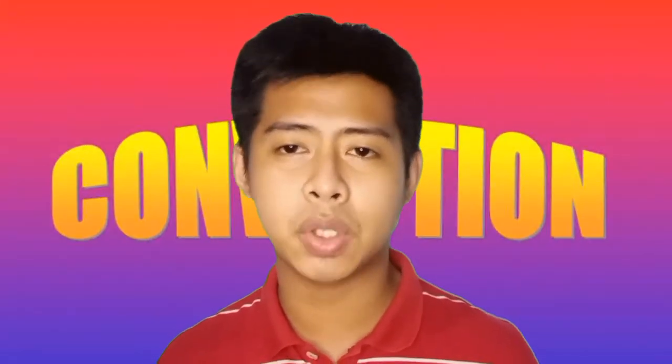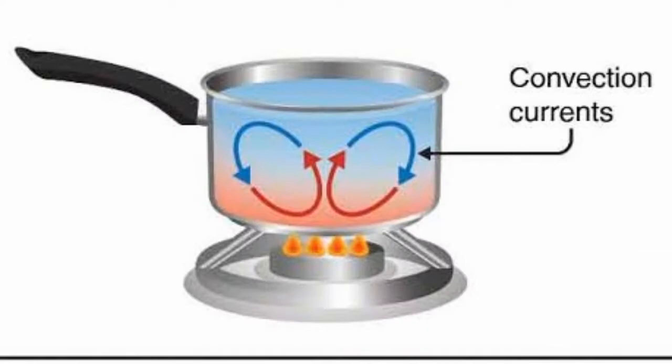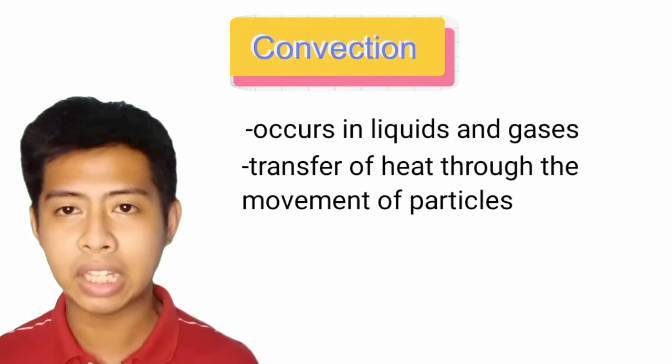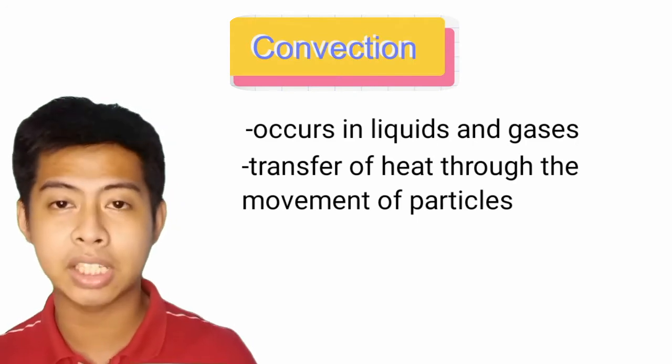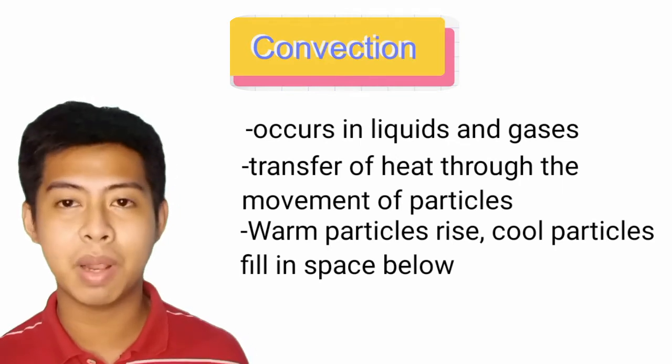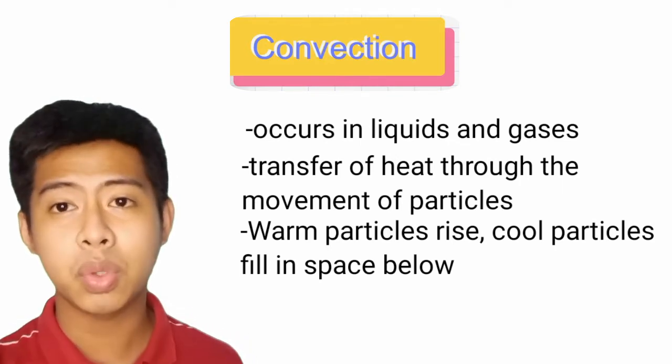The next type of energy transfer we're going to look at is convection. Take a look at this picture, and what do you think convection means? Convection, unlike conduction, occurs in liquids and gases. It is the transfer of heat through the movement of particles. Warm particles rise, cool particles fill in the space below. So this is a circular motion.